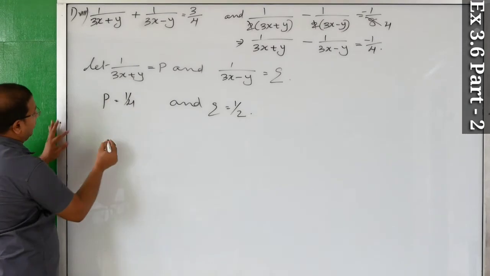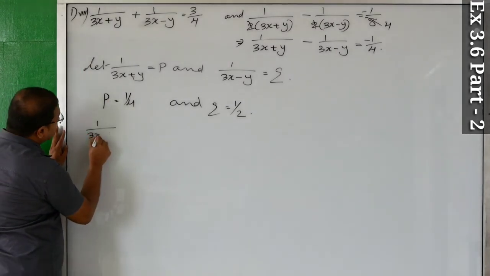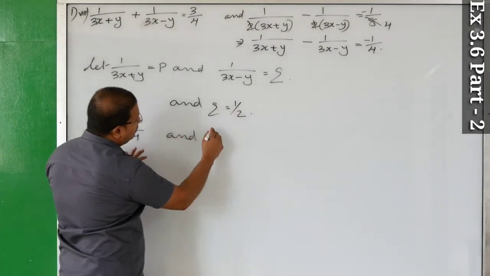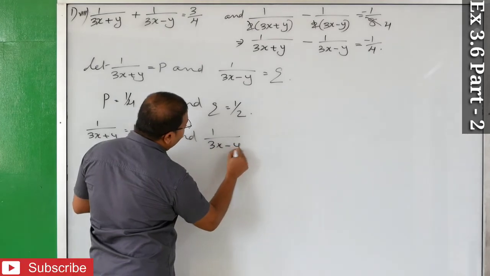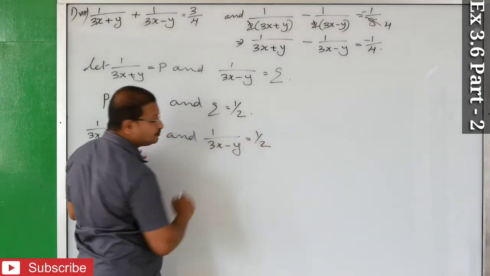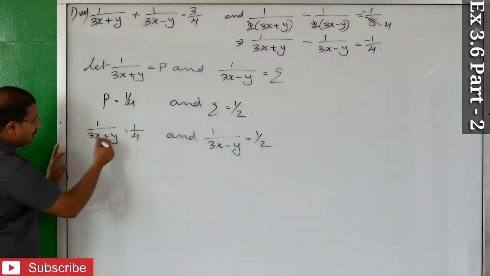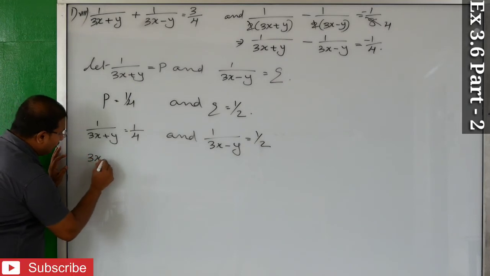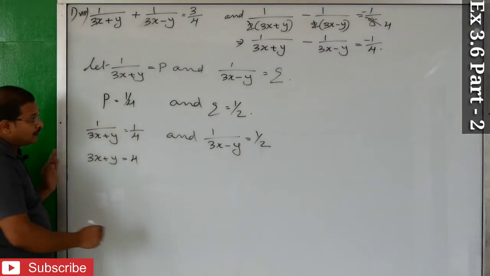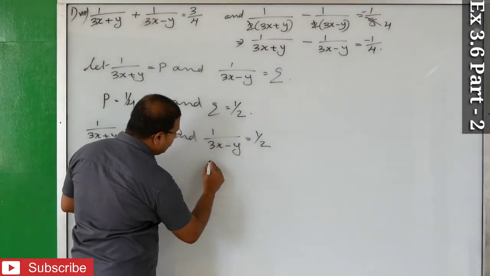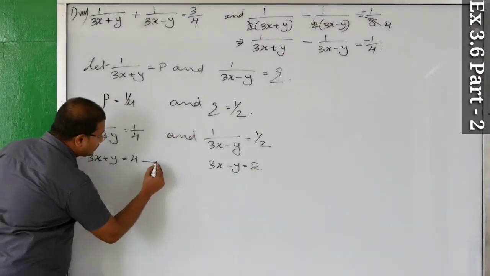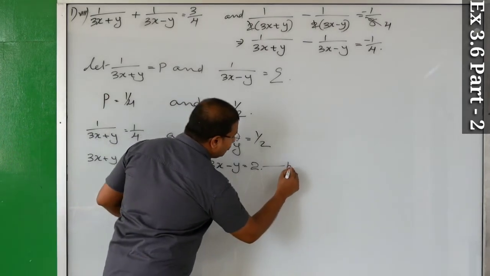Ready? But p means what you will write? 1 by (3x plus y) equals 1 by 4. And q means 1 by (3x minus y) equals 1 by 2. Let's cross multiply. When you multiply here, you get 3x plus y into 1, that means 3x plus y equals 4 into 1, which is 4. And when you cross multiply this, you get 3x minus y equals 2. Now this one you can keep as equation number A, and this as equation number B.